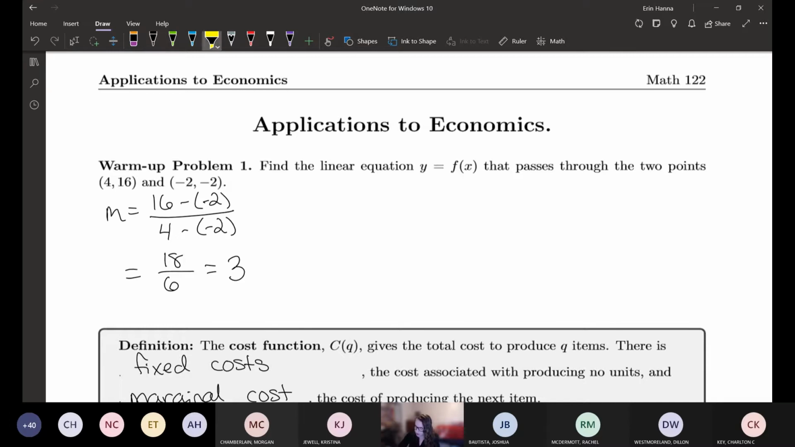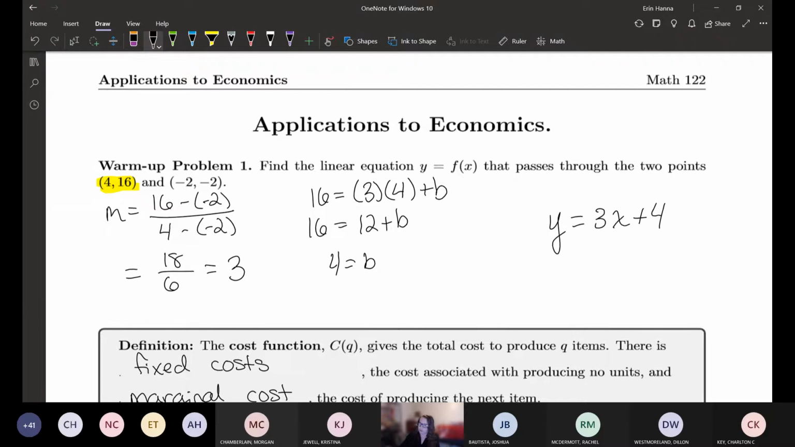And then at this point, this is when you get to pick whichever point makes you happiest. I'm going to use (4, 16) and plug that into our y equals mx plus b. So I would have 16 equals, m is 3, x is 4, plus b. 16 equals 12 plus b, subtract 12 from both sides, you would get that b is 4. And so then your equation would be y equals 3x plus 4.